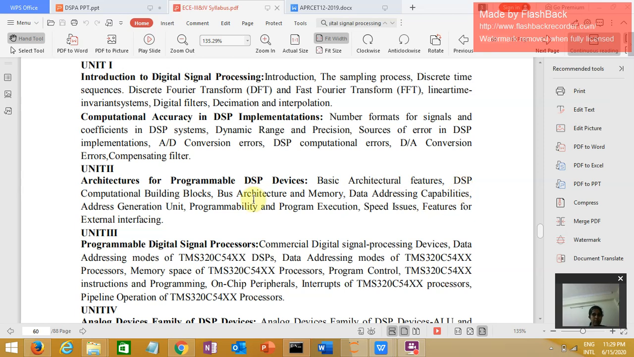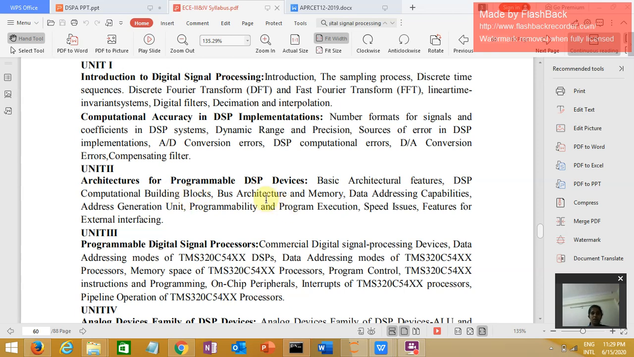Coming to DSP computational building blocks, what are the major building blocks of a DSP in processing these digital signals? The major building blocks required are the multiplier, shifter, MAC unit, ALU unit, bus architecture and memory. So these are the major building blocks which we are going to discuss in this topic.